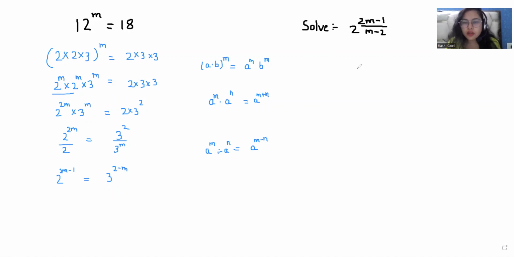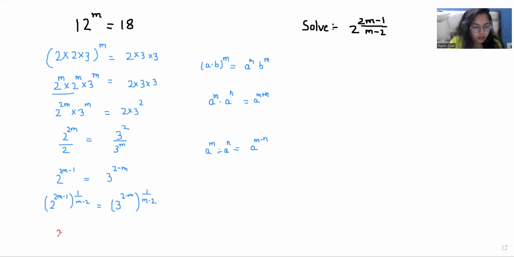Now we are focusing on what we have to find. So we have to find 2 power 2m minus 1 over m minus 2. So what is missing? We have 2 power 2m minus 1, but we don't have the power 1 over m minus 2. So we have to take it. So I can write this as 2 power 2m minus 1 whole power 1 over m minus 2. I can do this on both the sides. So 3 power 2 minus m whole power 1 over m minus 2.